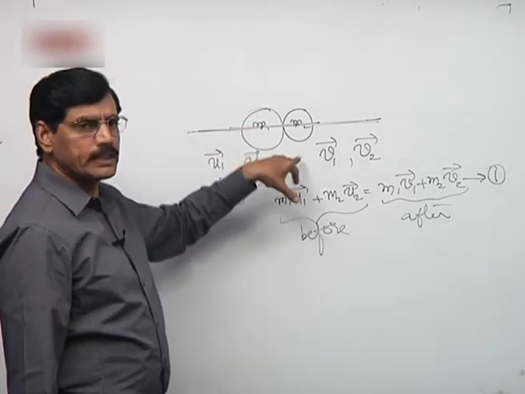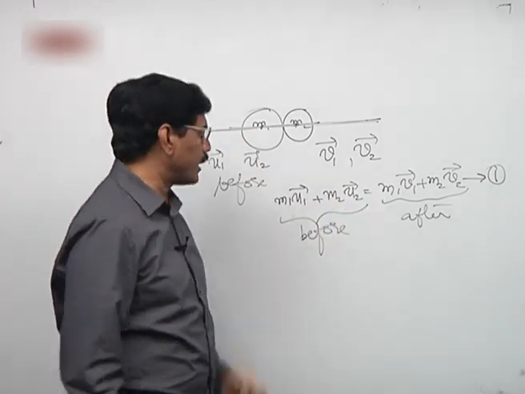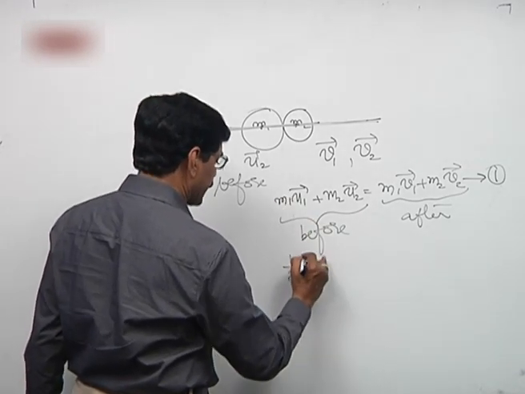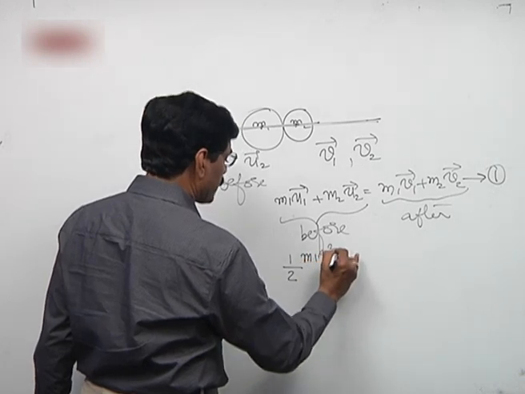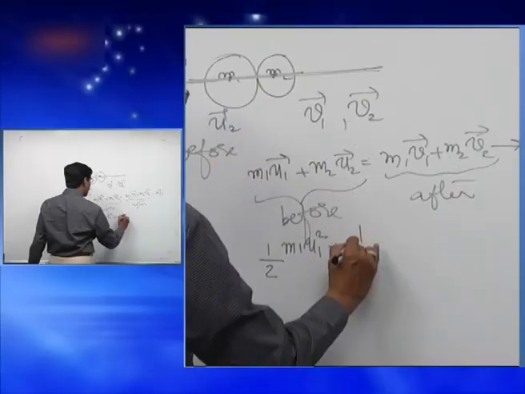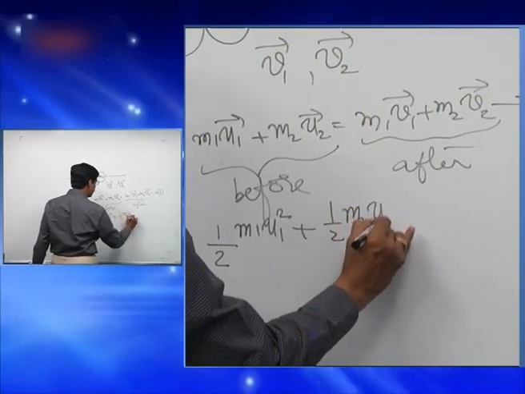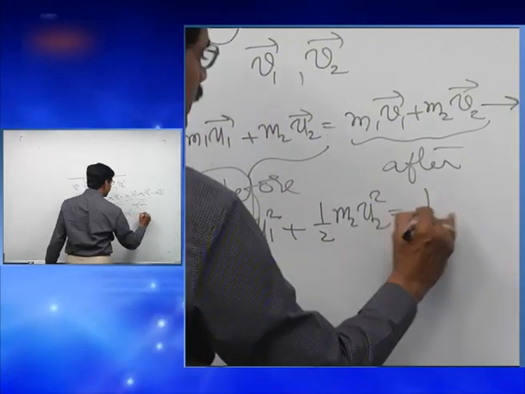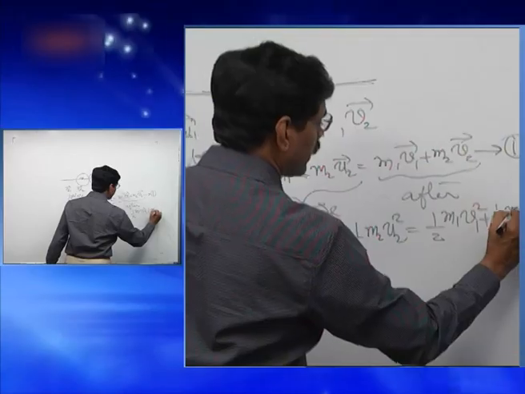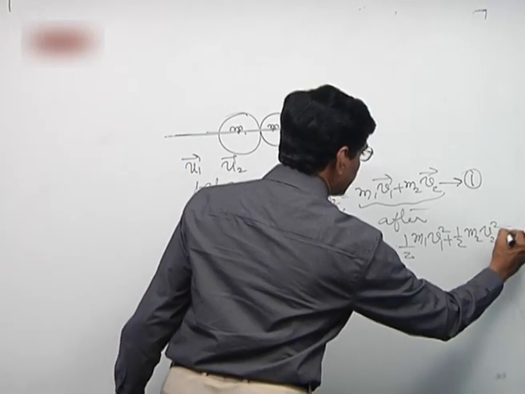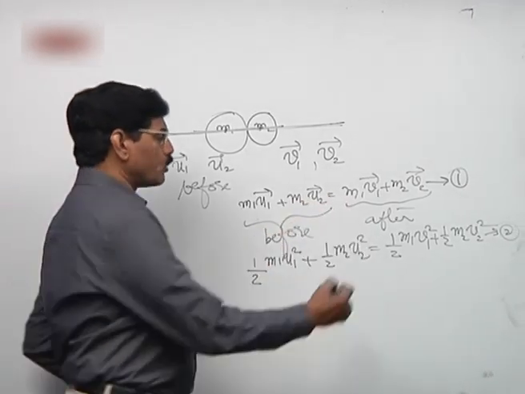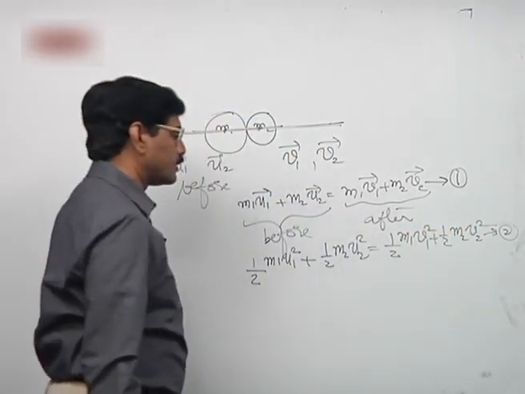Now, if the collision is elastic, in addition to this equation, the next equation to be satisfied is kinetic energy conservation. Half m1 u1 square is the kinetic energy of the first body before collision, and half m2 u2 square, the kinetic energy of the second body, is equal to half m1 v1 square plus half m2 v2 square. So these are the two equations which are to be satisfied.